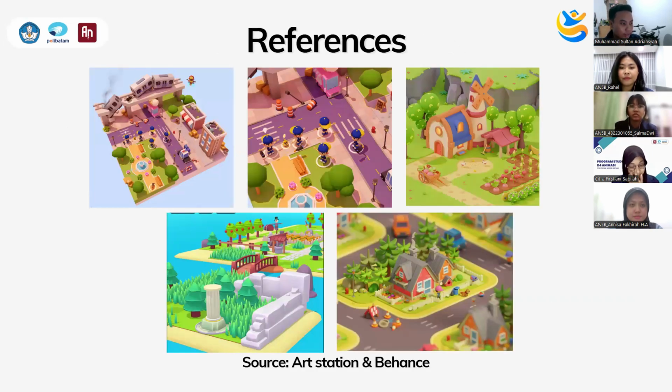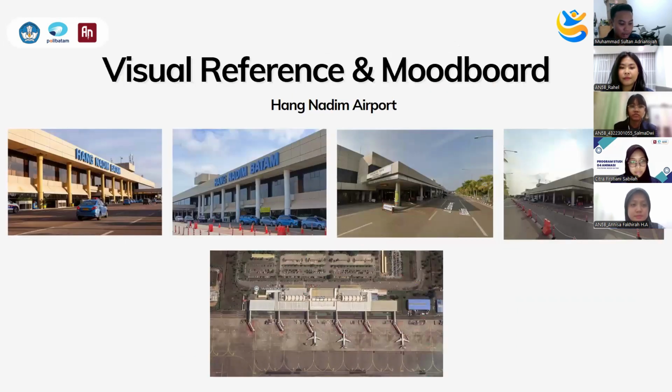Reference. This is our reference to make 3D assets. On the next slide, Salma will take over and explain. Okay, I will explain this slide about the Hang Nadim Airport environment. For the reference, we visited the actual location and also used Google Maps for additional details.